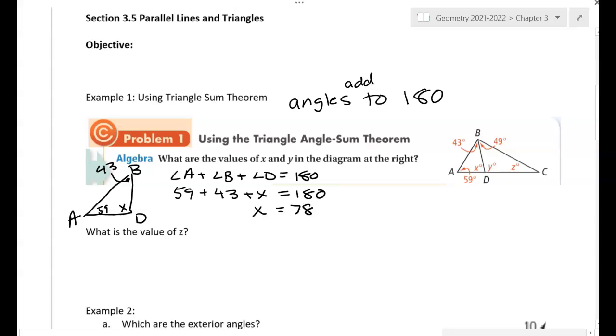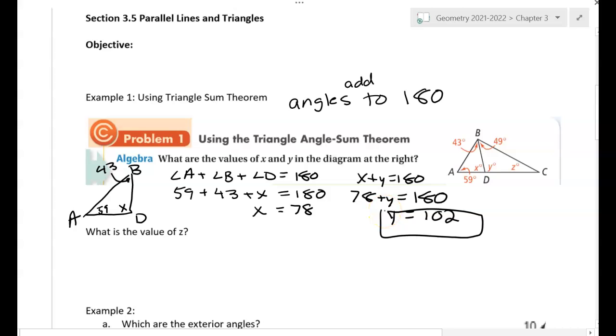So now to find y, notice x and y are a linear pair. That means that x plus y adds to 180. So 78 plus y equals 180. y equals 102. So I have x and I have y.